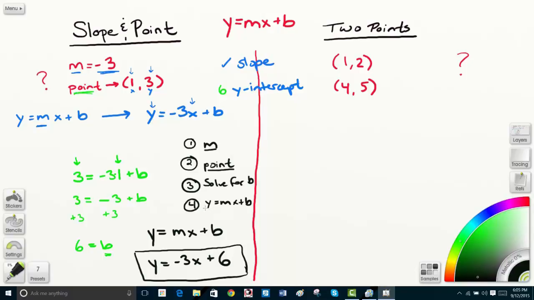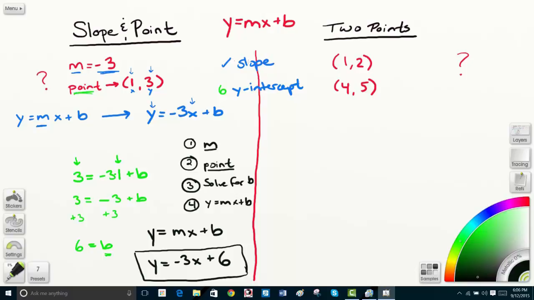Okay, now let's look at our second example, our second scenario. We have a mystery line. In this case, we also have two hints about our line, but they're different hints. In the first example, we had a slope and a point. In our second example, we just have 2 points, 1, 2, and 4, 5. Those are our two ordered pairs. That means that if I were to input 1 into my equation, I should get out 2, and if I input 4, I should get out 5.